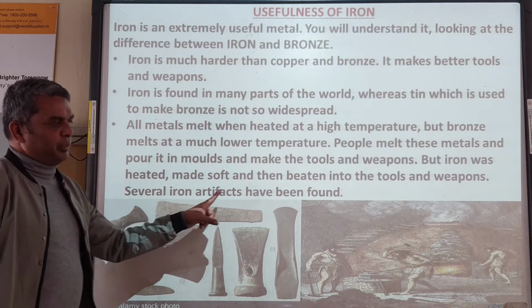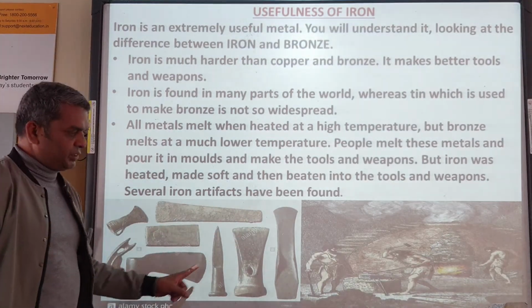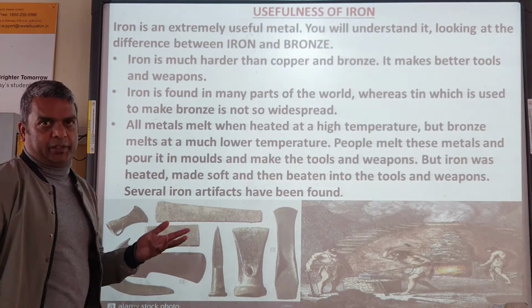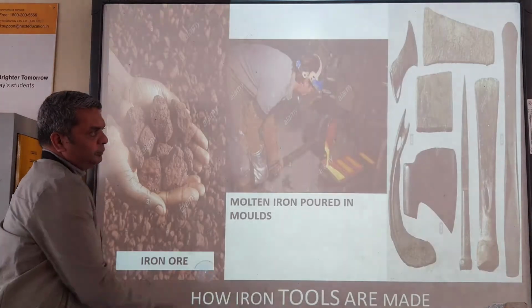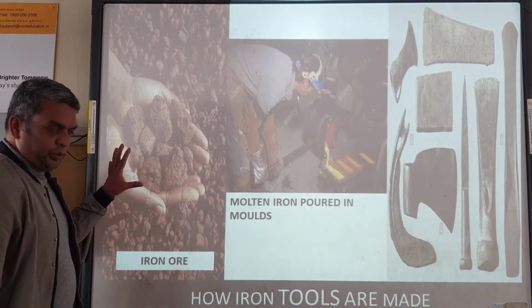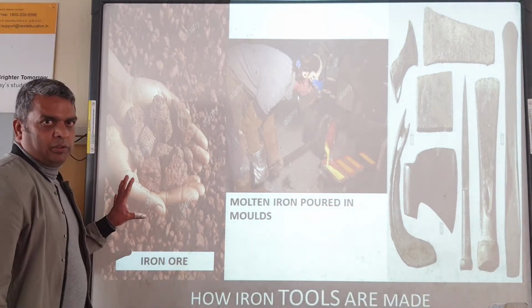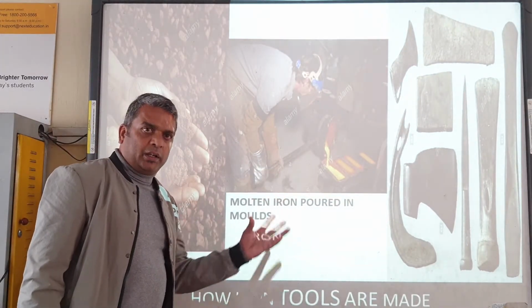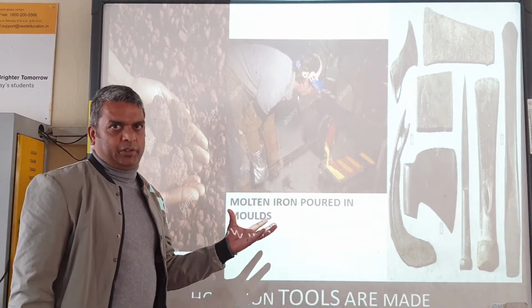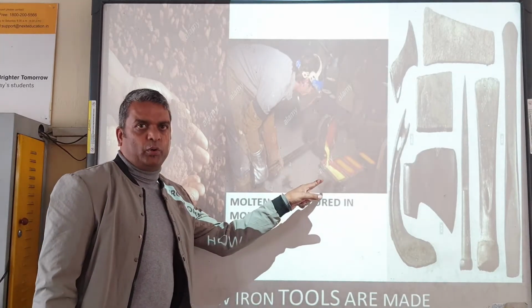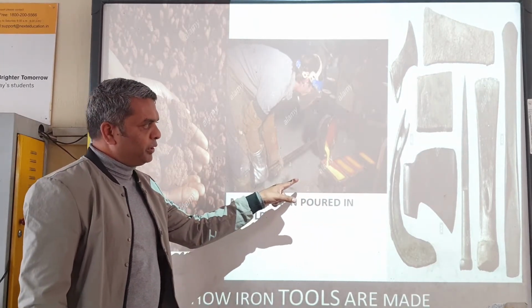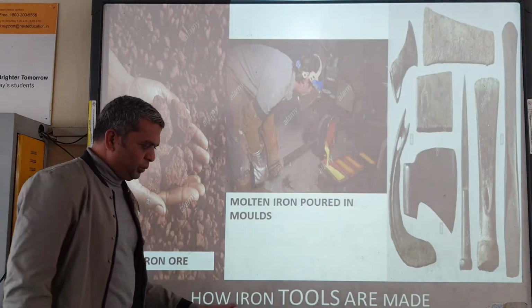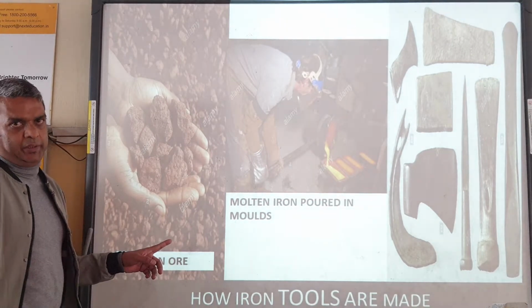Several iron artifacts have been found. So from these artifacts, we come to know a lot about the people, how they made it. Then, here you can see iron ore, and what do they do with iron ore? They send it to the factory and they melt it at a very high temperature. After that, they pour it into molds. Okay? And when you pour it into molds, you get the different weapons that you require. So this is how iron tools are made.